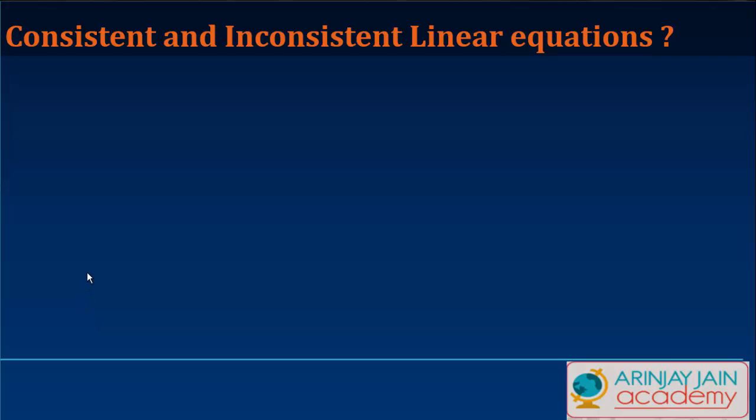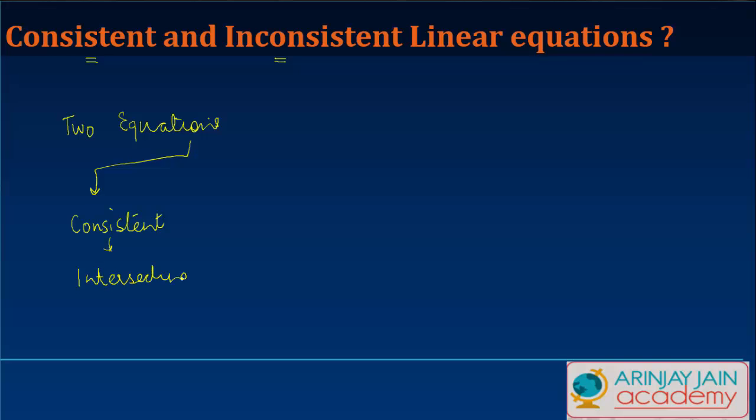In this video, we are going to learn about consistent and inconsistent linear equations. Now, basically, whether equations are consistent or inconsistent, if you have two equations, these are said to be consistent if these are intersecting at some point. So let's say when we were talking about intersecting lines, which are represented by two equations, these lines meet at a particular point, which is also known as the solution of these lines.